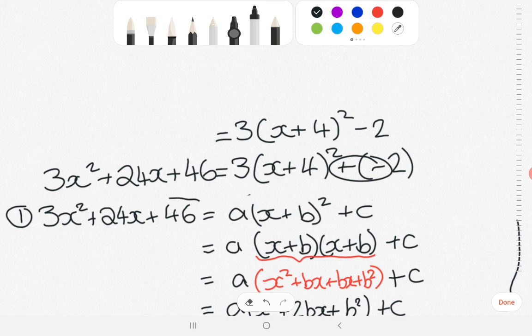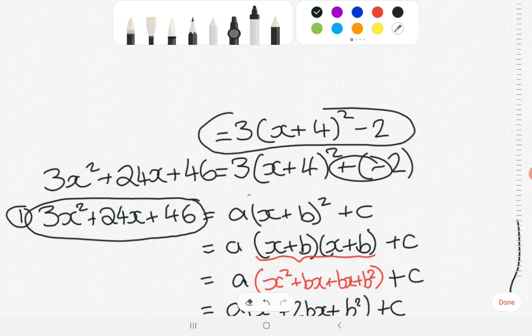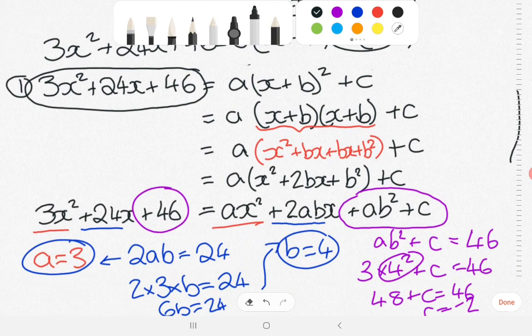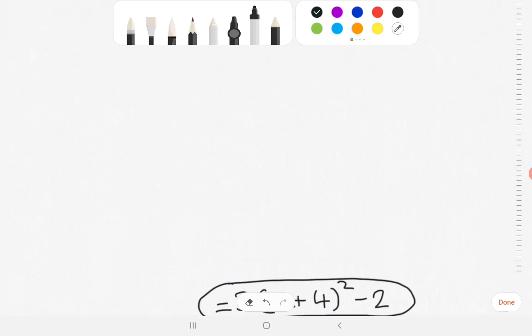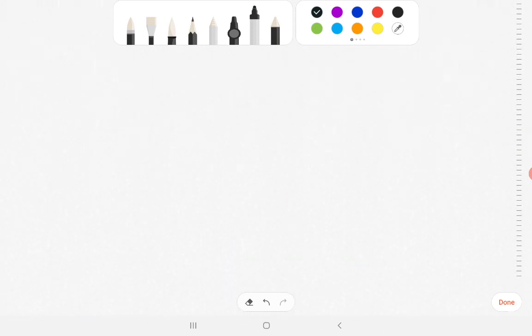So we have taken 3x squared plus 24x plus 46 and written it in this completing the square format by multiplying out the form we were asked for and then comparing the different parts. We're going to do one final example. I'm going to scroll right back up to the top so I've got plenty of space. I'm going to ask you to do the same thing.